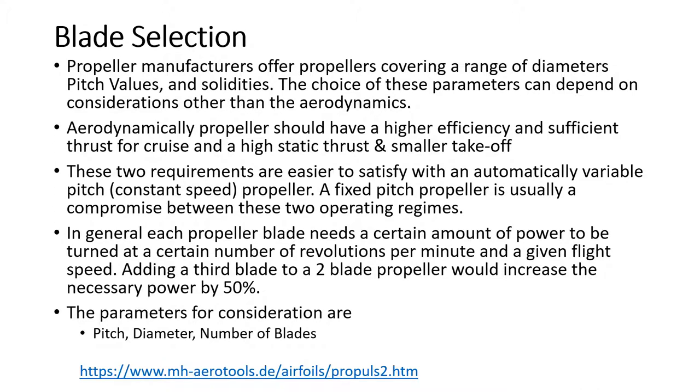Like we know, if you take any of the propellers, for one constant speed there is a maximum efficiency. So that efficiency should be higher and sufficient thrust should be there for cruise. And high static thrust is when you're simply on the ground, your aircraft is not moving. If you have high static thrust, you'll also have a smaller takeoff. These two requirements are easier to satisfy with an automatically variable pitch constant speed propeller. A fixed pitch propeller is usually a compromise between these two operating regimes.